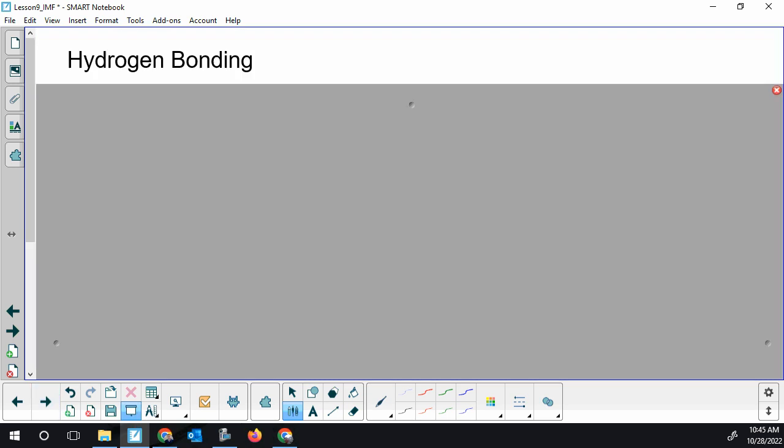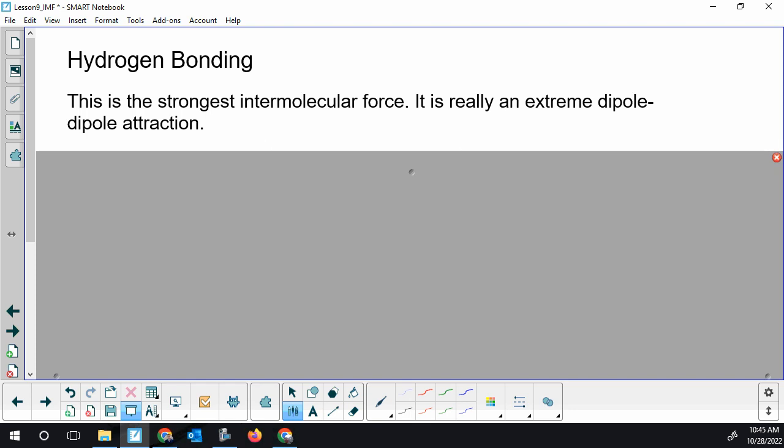Now this is still dipole-dipole, it's just a unique one. It's unusually strong. I say it's the strongest, I should say it's often the strongest. London can be really large in a large molecule.